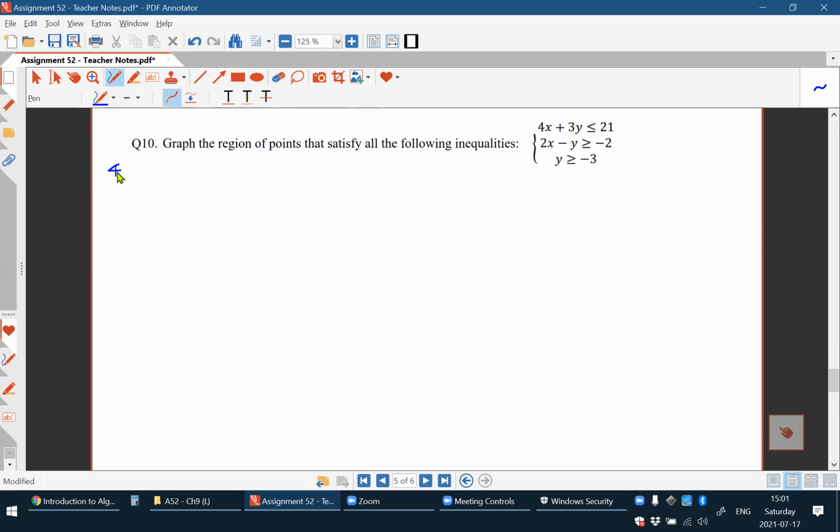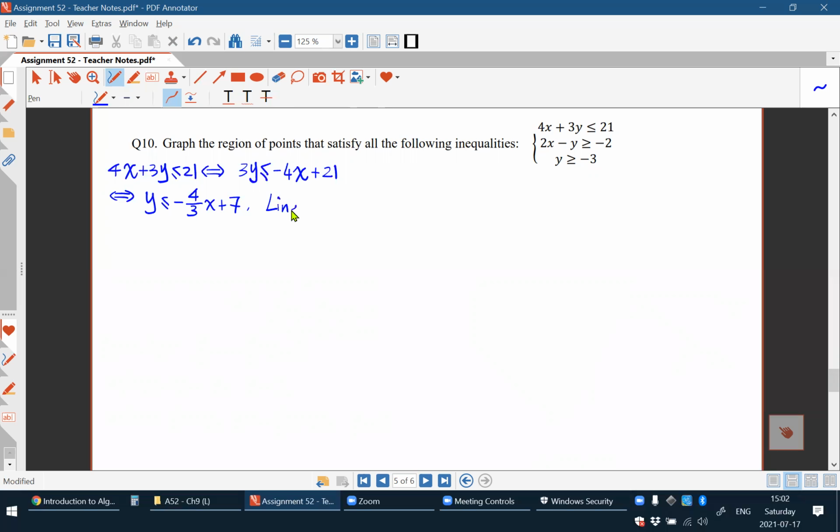First of all, the first inequality is equivalent to, again, we need to separate x and y's. So 3y smaller than or equal to minus 4x plus 21, which is equivalent to y smaller than or equal to minus 4 over 3 x plus 7, right?